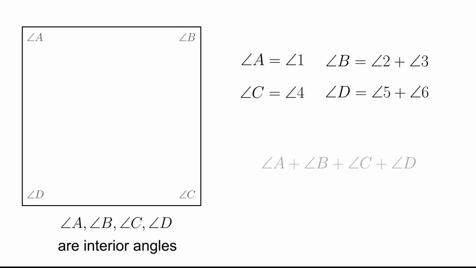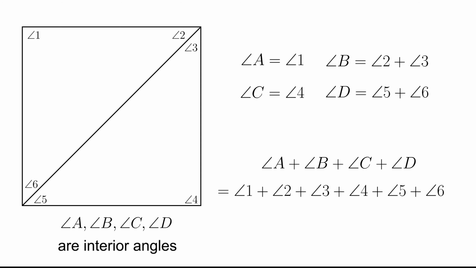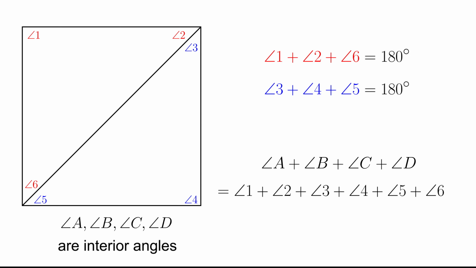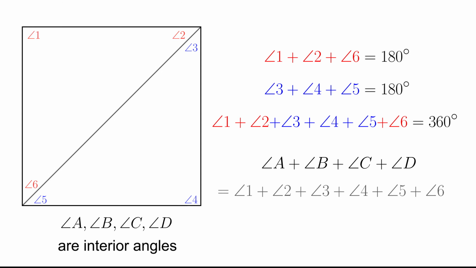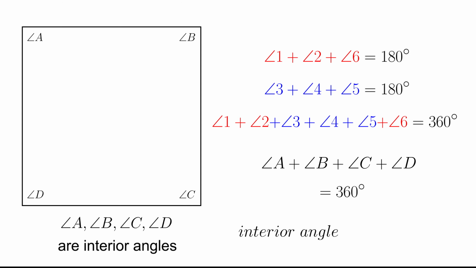As we can see, the sum of angles A through D is equal to the sum of angles 1 through 6. Also, we can see in our figure that angles 1, 2, and 6 are part of one triangle, and angles 3, 4, and 5 are part of another. Each set therefore totals 180 degrees. If we add together the equations, we can see that the sum of angles 1 through 6 is 360 degrees. Therefore, the sum of the interior angles is 360 degrees, and since there are four angles, we divide 360 by 4 to find the measure of a single interior angle.